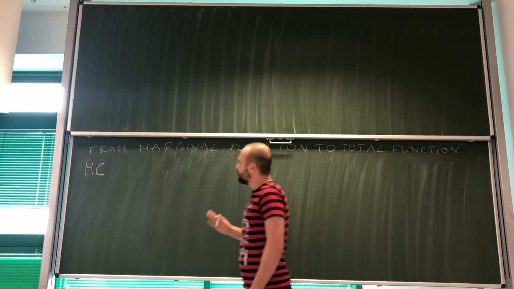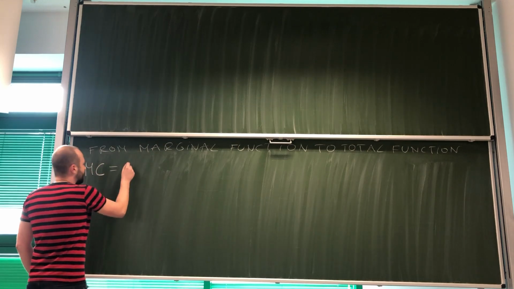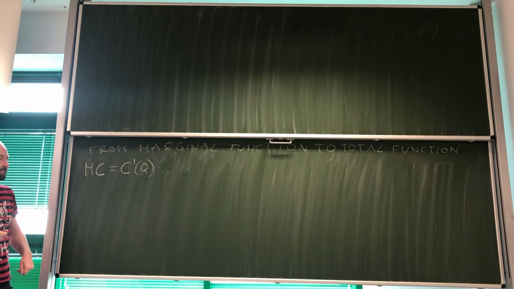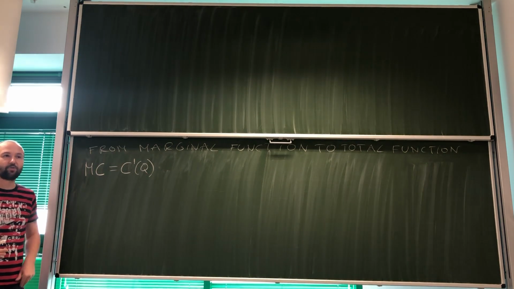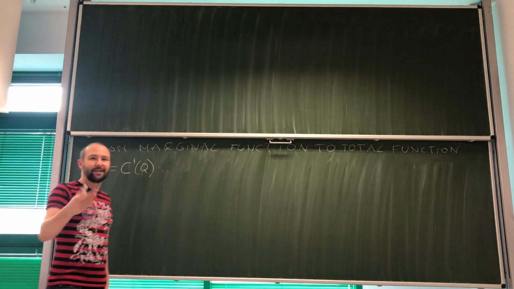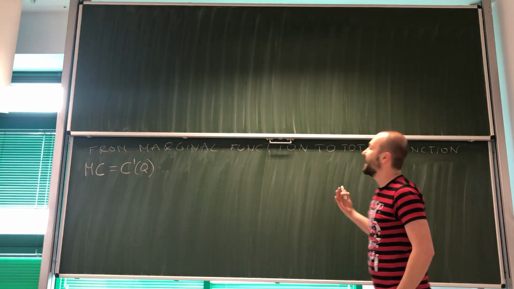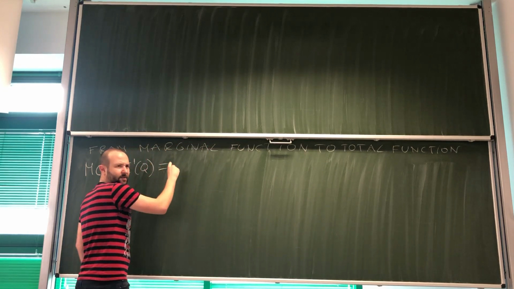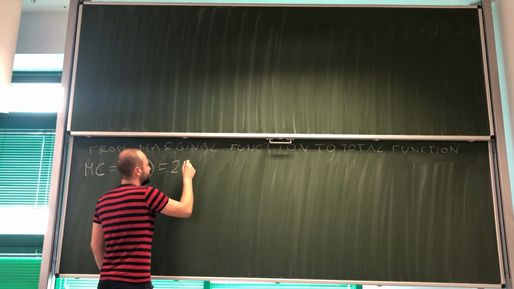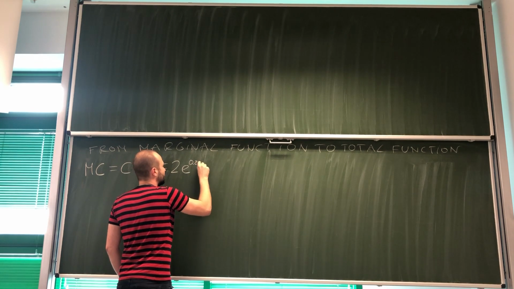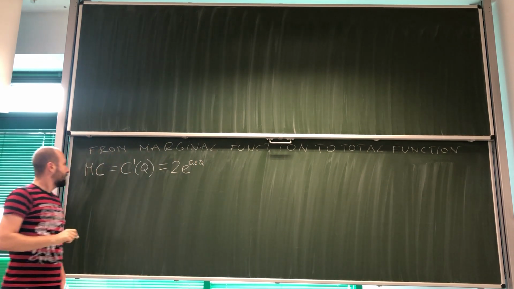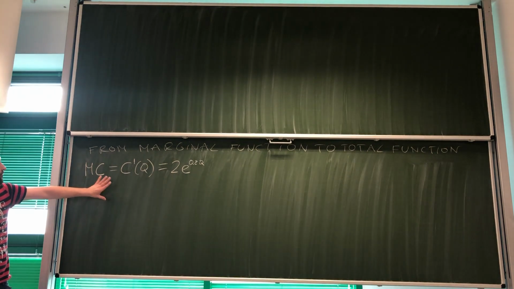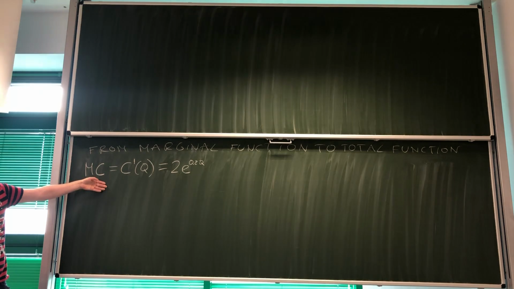In other words, we can say that marginal cost is the first derivative of total cost with respect to quantity. Okay, so now let's consider an economic problem. Let's say that marginal cost is given by 2e to the power 0.2q. We will be using integrals to find total cost.